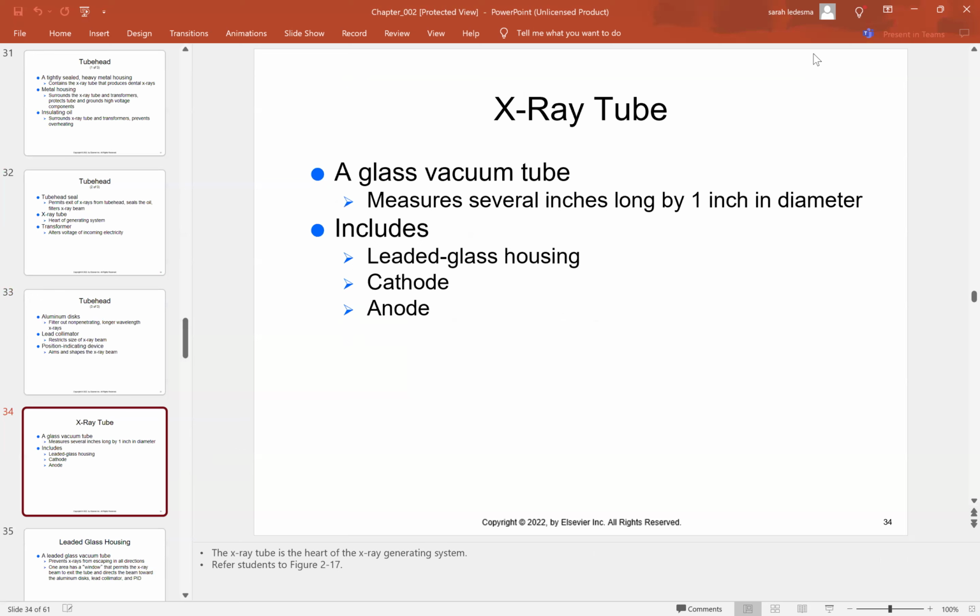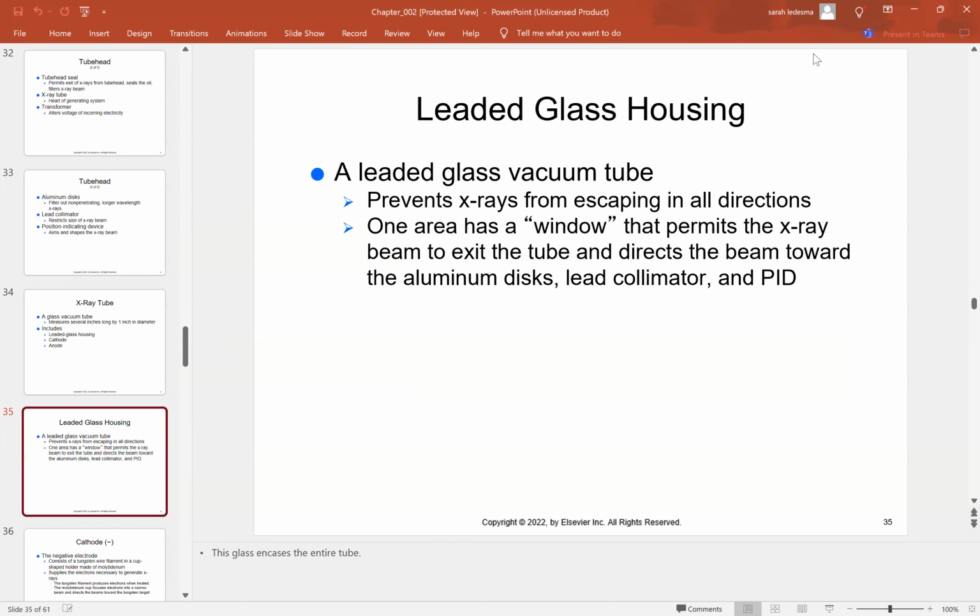The X-ray tube is a glass vacuum tube that measures several inches long by a 1-inch diameter. It includes lead glass housing, a cathode, and an anode. A leaded glass vacuum tube prevents X-rays from escaping in all directions. One area has a window that permits the X-ray beam to exit the tube and directs the beam toward the aluminum disc, lead collimator, and PID.